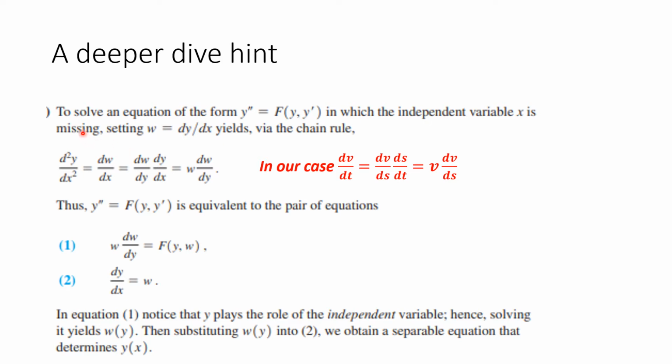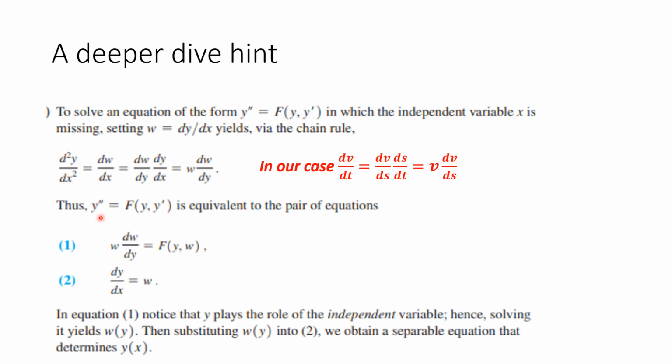So here's some general discussion. To solve an equation of the form y double prime equal f of y prime, in which the independent variable x is missing, you can make a substitution that w equal dy dx, yielding, and this is via the chain rule, the second derivative of y with respect to x is just the first derivative of w with respect to x. And using the chain rule, that could be written as dw dy times dy dx. But dy dx is w, so this is w times dw dy.